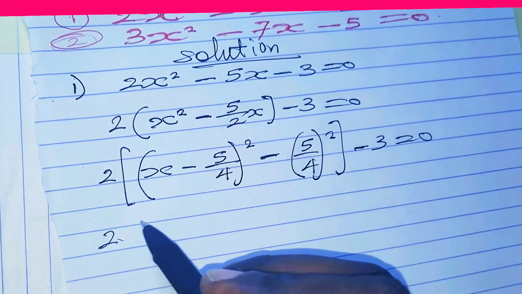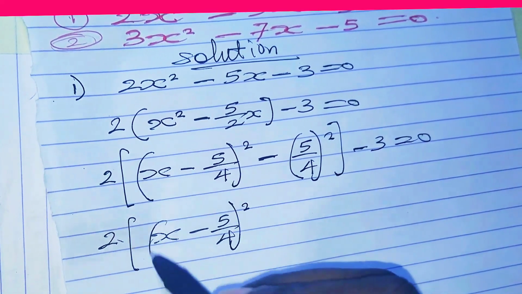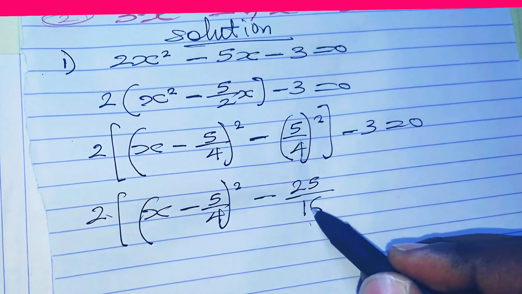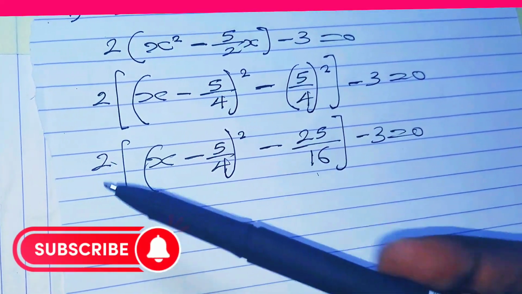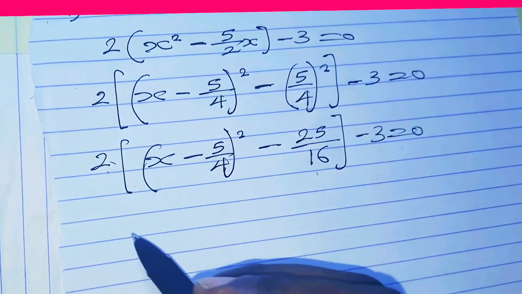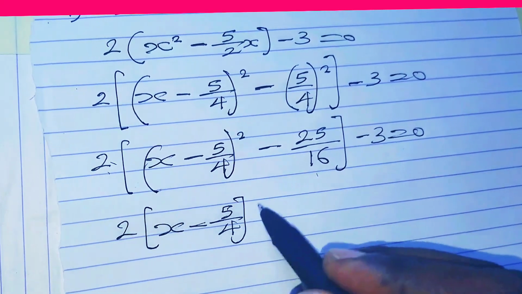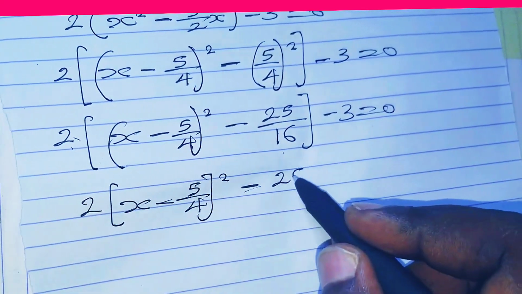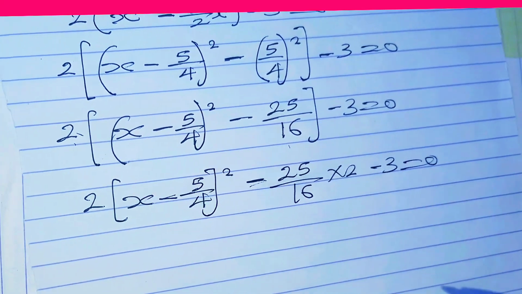And then you have 2 in a bigger bracket x minus 5 over 4 squared. And then minus 5 squared is 25 over 4 squared, that's 16, minus 3 equal to 0. And then we need to use this to open up the bigger bracket. So 2 times the smaller bracket, we're left with x minus 5 over 4 squared minus, of course, 2 times 25 over 16. We can as well just write it out this way. And then we still have minus 3 here equal to 0.